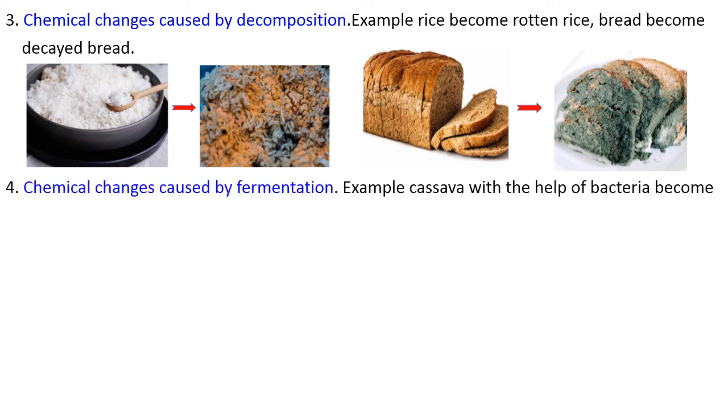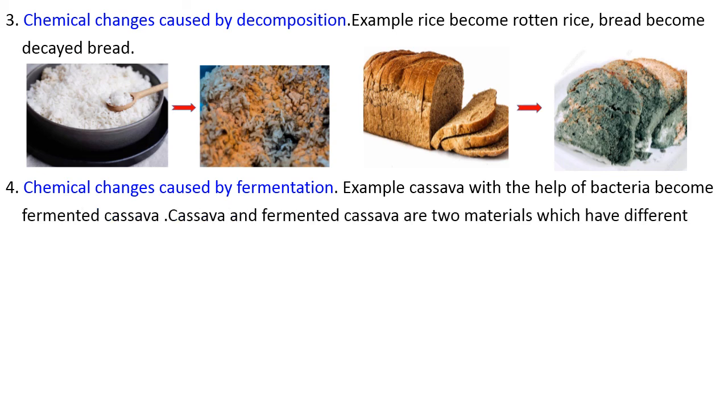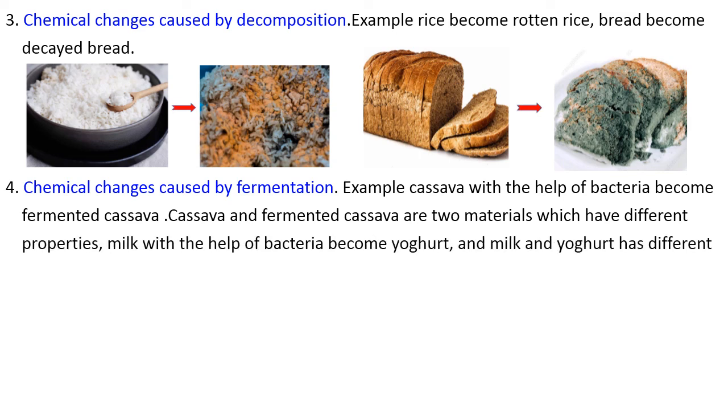The fourth group is chemical changes caused by fermentation. Example, cassava with the help of bacteria become fermented cassava. Cassava and fermented cassava are two materials which have different properties. And milk with the help of bacteria become yogurt. And milk and yogurt have different properties too.